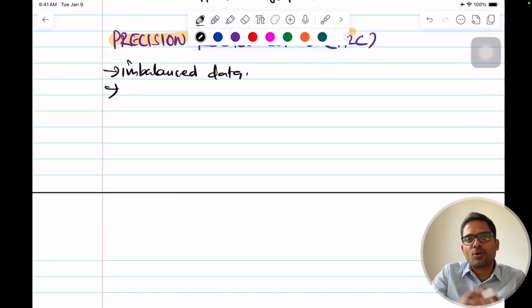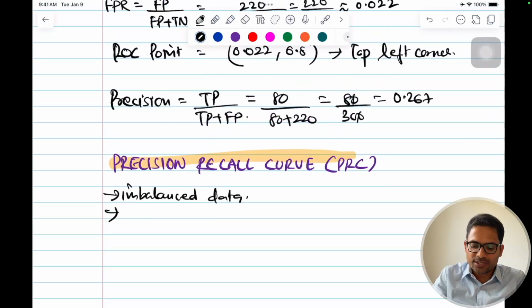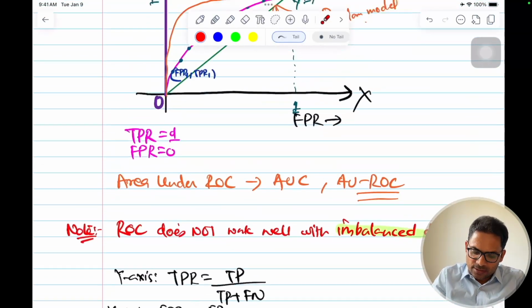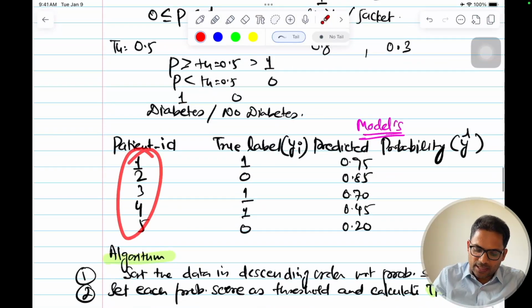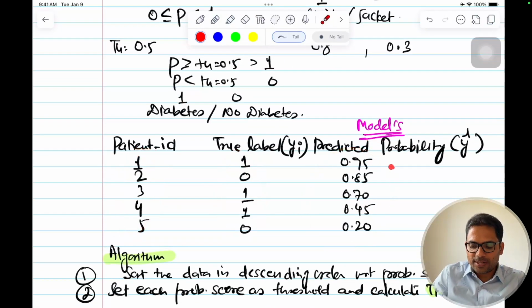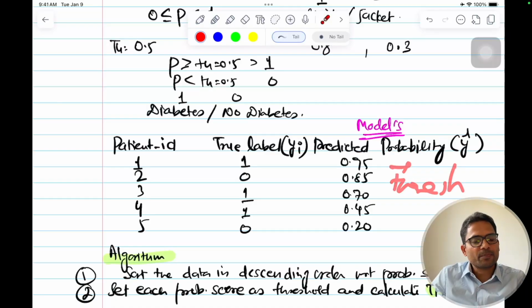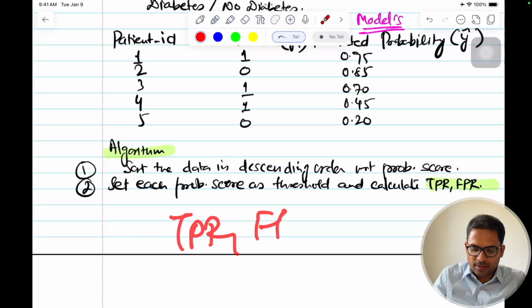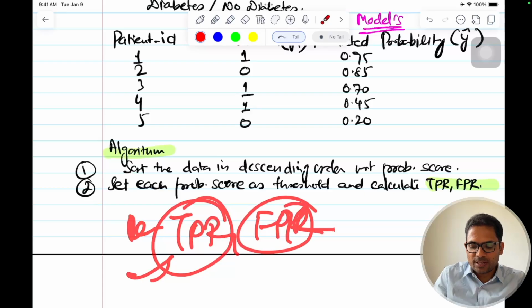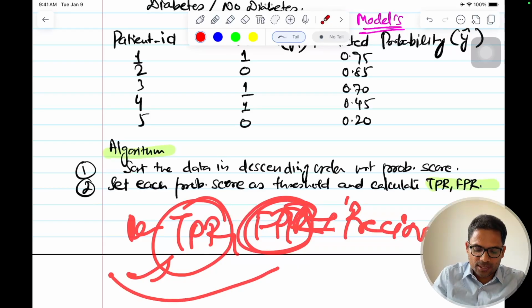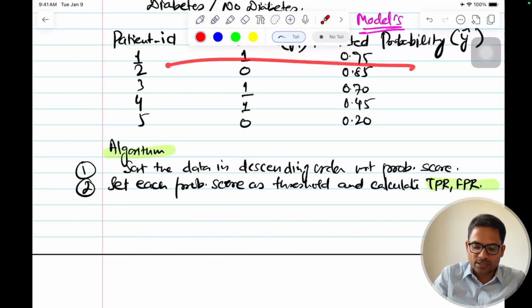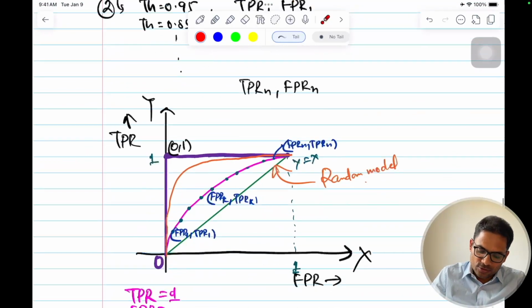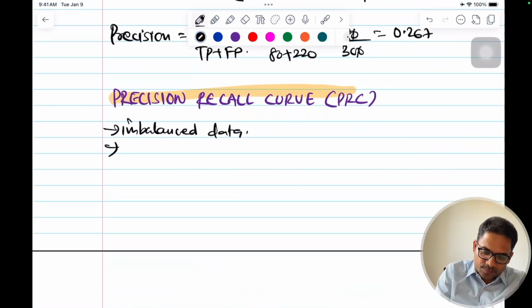So the process to plot the curve is the same. You have all the points similar to ROC. We get all the values, patient ID, same thing, and we have all the predicted probabilities, and for each threshold we calculate, instead of true positive rate and false positive rate, here in the precision recall curve we will have true positive rate, which is recall, and instead of false positive rate we'll replace this with precision. So this will become a precision and recall curve. Same process, everything will be same the way we did ROC. So follow the same process as ROC to plot the curve.